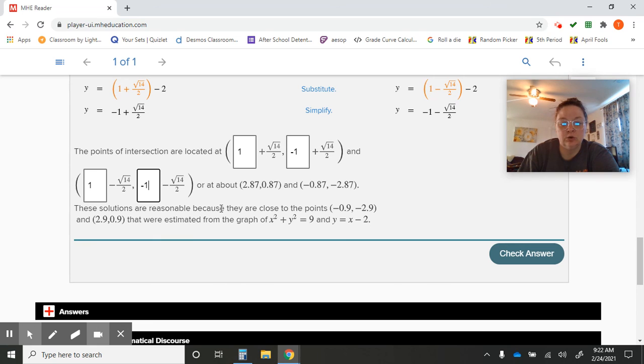These solutions are reasonable because they're close to the points negative 0.9, these ones are close, negative 2.9, these are close, right? Because the 7 will round the 8 to a 9 anyway, and 2.9 is close to that, and 0.9 is close to that, which were our estimated points from our graph.